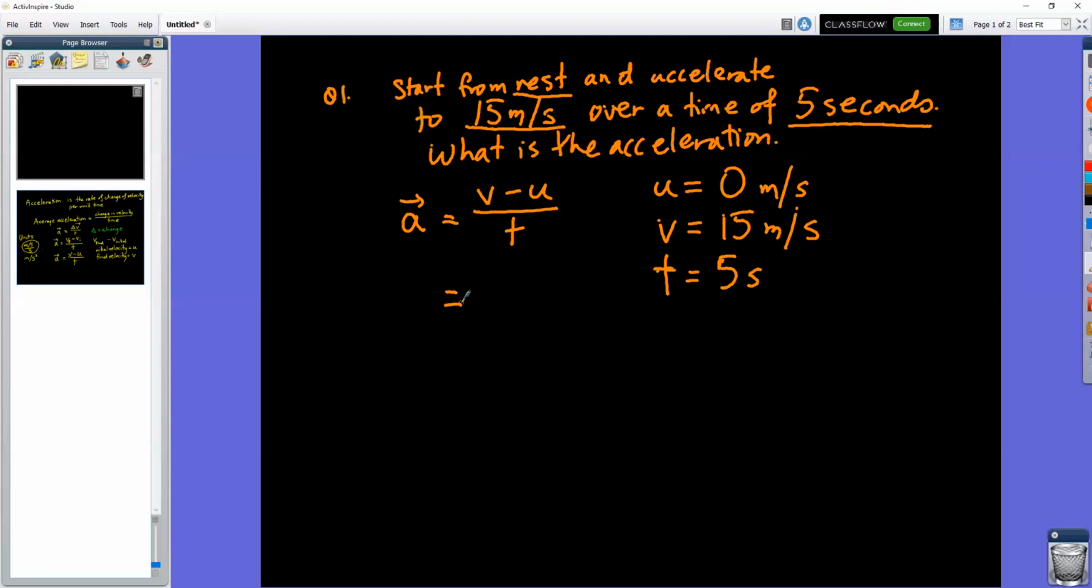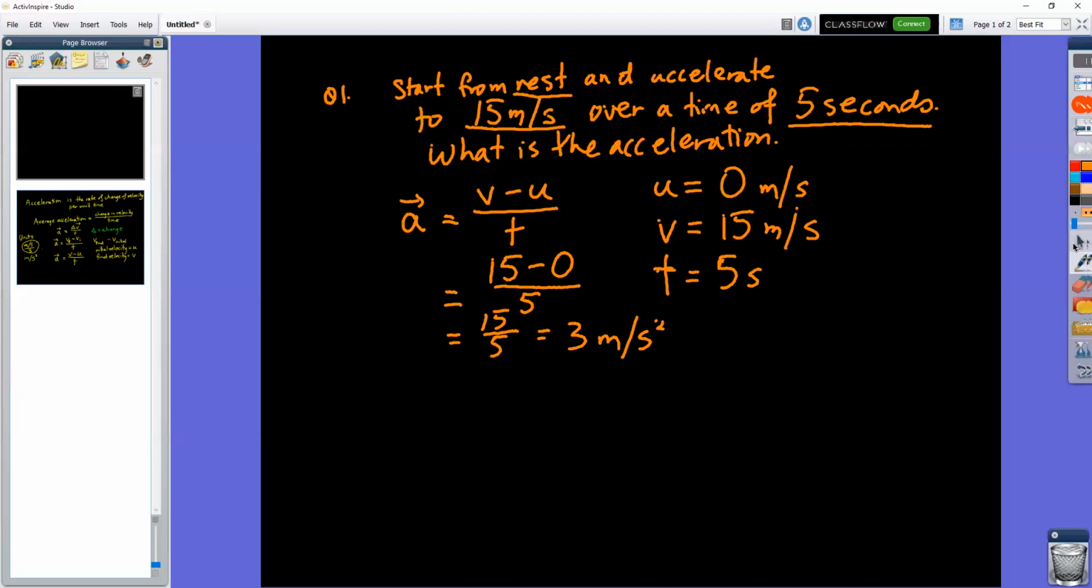And be careful with negative numbers here. We'll get to some harder ones later. Okay, so our final velocity v is 15 minus 0 over 5, which is 15 over 5, which is 3 meters per second squared. What this means is that our speed is increasing by 3 meters per second every second. That's what it means.